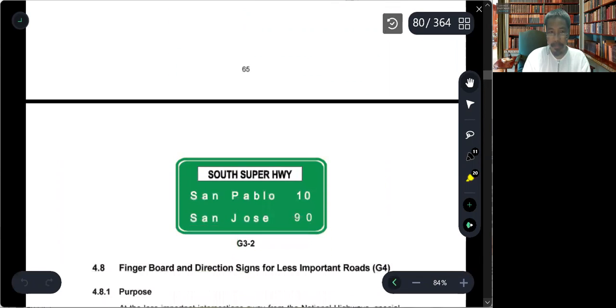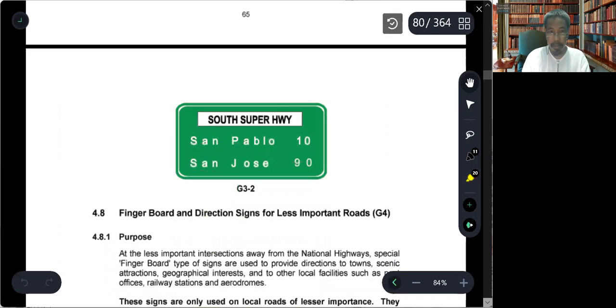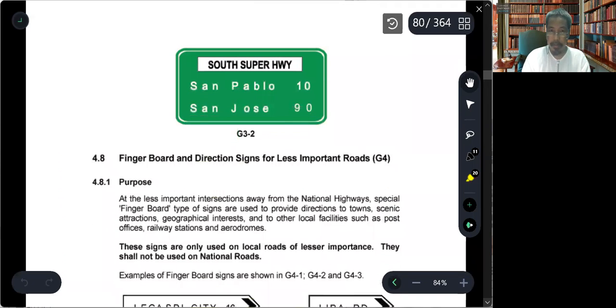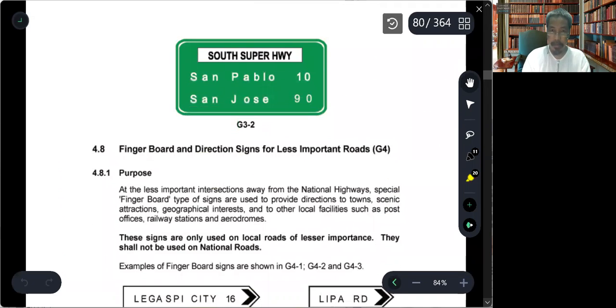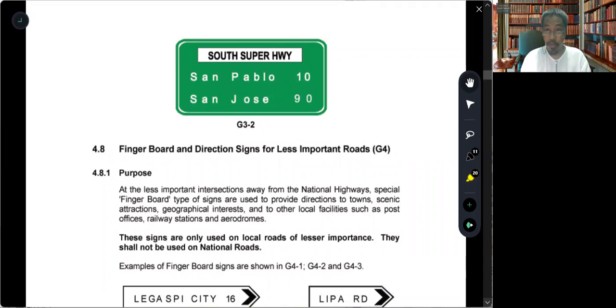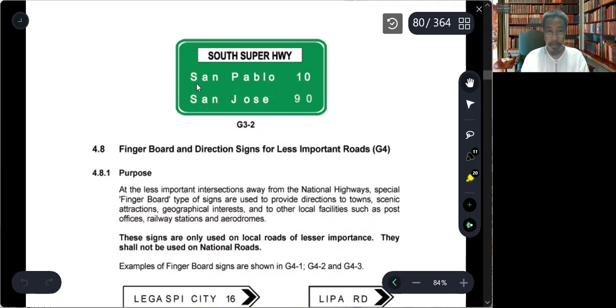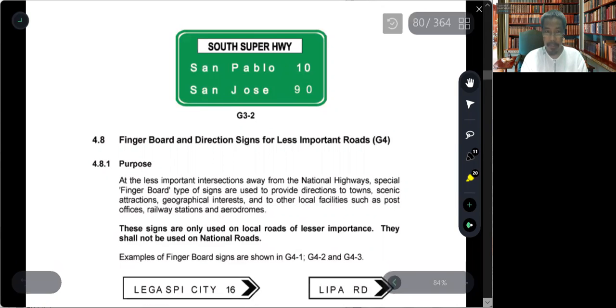Another type is G3-2, South Superhighway, meaning you are in the South Superhighway. San Pablo is 10 kilometers from here, and San Jose is 90 kilometers from here. So those are the important things about the reassurance direction signs.